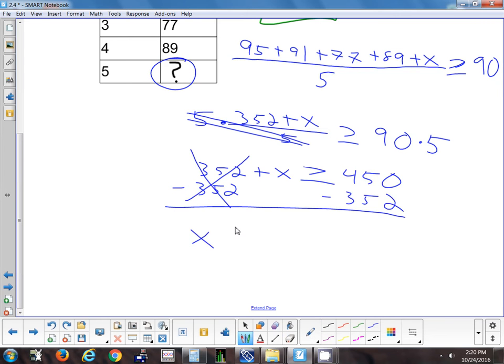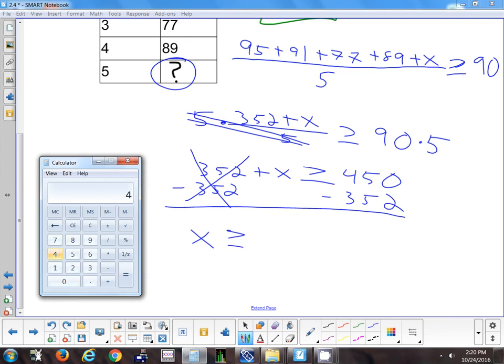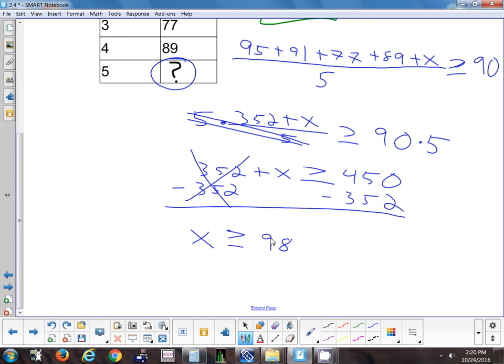Okay, so that means my score, x, the score in the 5th round, has to be greater than or equal to, now I need to do 450 minus 352. 98. Close, you just added it the wrong way, it's 98. So that means my score has to be what in the 5th round? How would you say that? My score has to be at least 98. Okay, at least 98, and I will go to the next round.